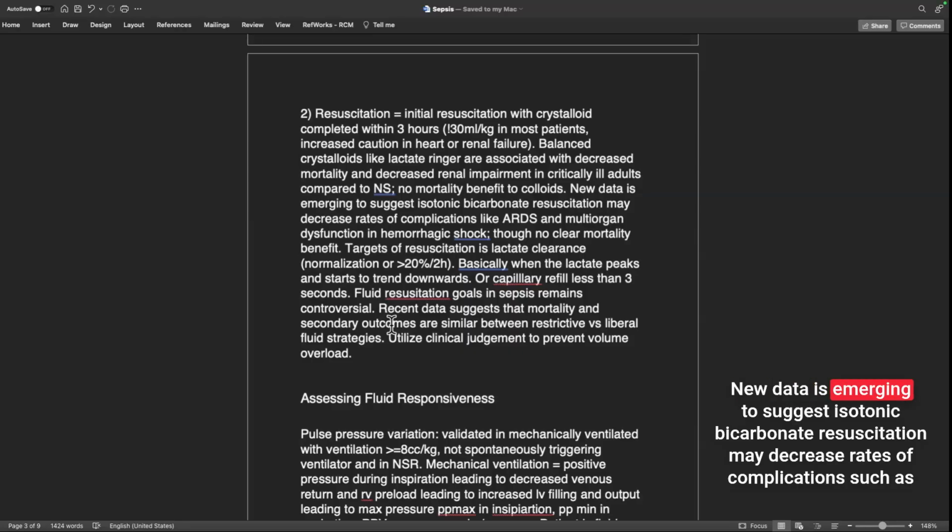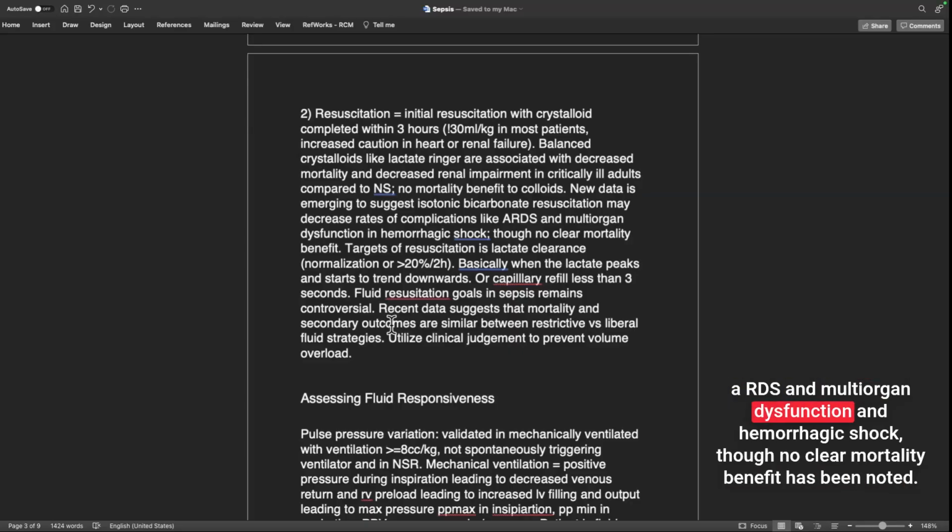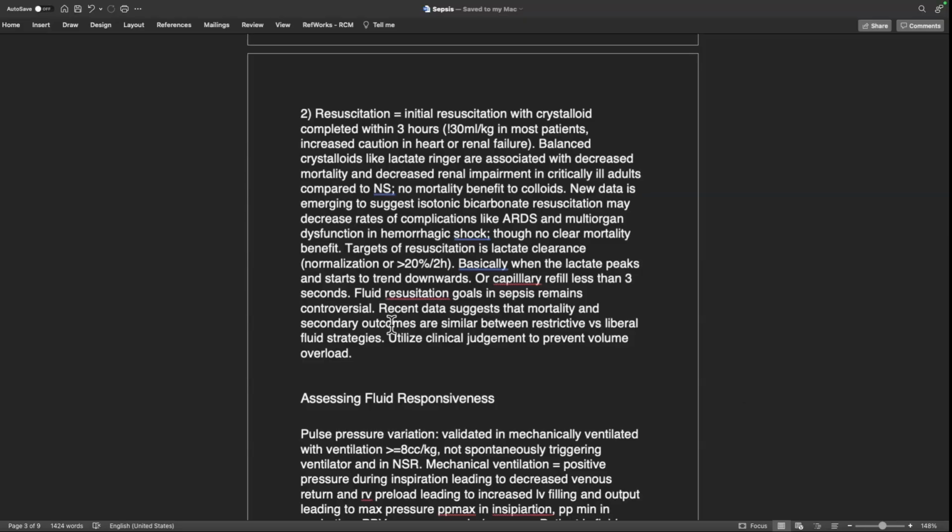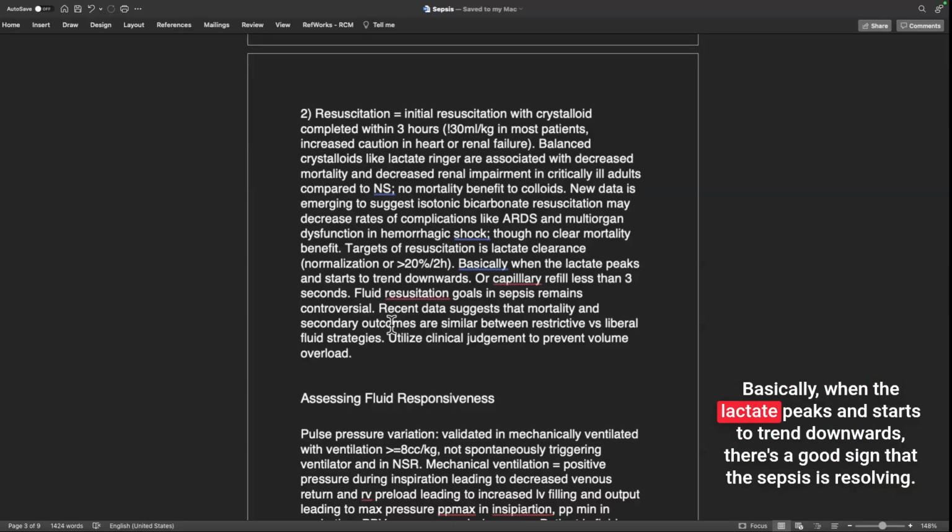New data is emerging to suggest isotonic bicarbonate resuscitation may decrease rates of complications such as ARDS and multi-organ dysfunction in hemorrhagic shock, though no clear mortality benefit has been noted. Targets of resuscitation are lactate clearance, normalization, or greater than 20% reduction in 2 hours. Basically, when the lactate peaks and starts to trend downwards, this is a good sign that the sepsis is resolving.